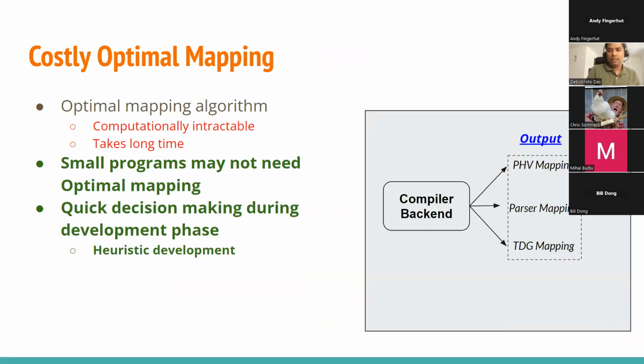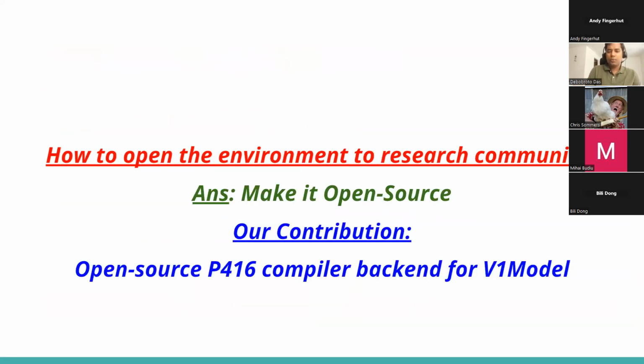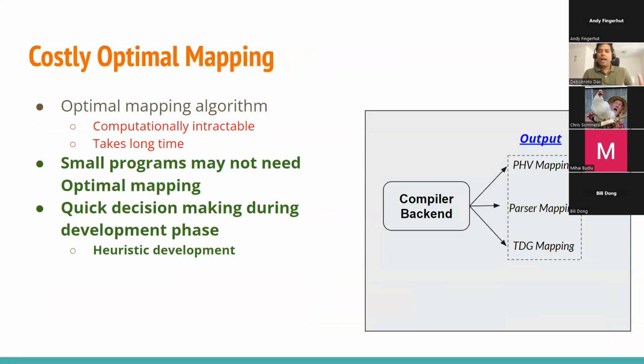I just discussed this, so I am skipping this slide. These are the 5 major limitations of closed-source compiler backends. So I wanted to get rid of this.